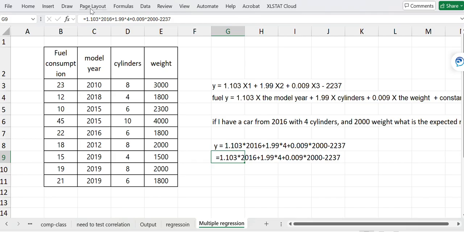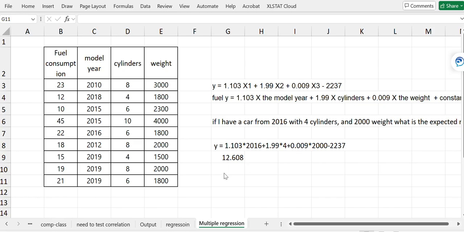It's taken as text. Why is it not working? It's in the text format. I will type it again. Equal to 1.103 multiplied by 2016 plus 1.99 multiplied by 4 plus 0.009 multiplied by 2000 minus 2237. So I can expect a mileage of 12.608.